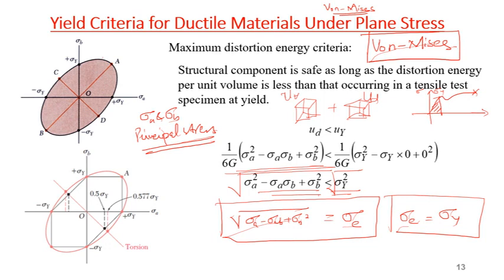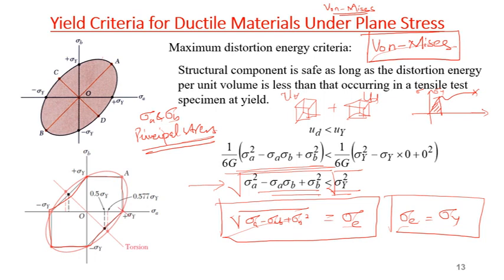Now, if I compare it with the maximum shear stress criteria, inside this ellipse is this hexagon, which is my maximum shear stress criteria. This hexagon cannot be easily represented mathematically, whereas this is an easy continuous function, so it is easy to define mathematically. That's why the von Mises criteria is used widely, especially in computational tools.